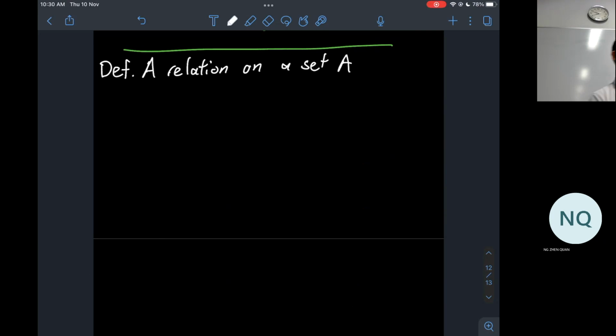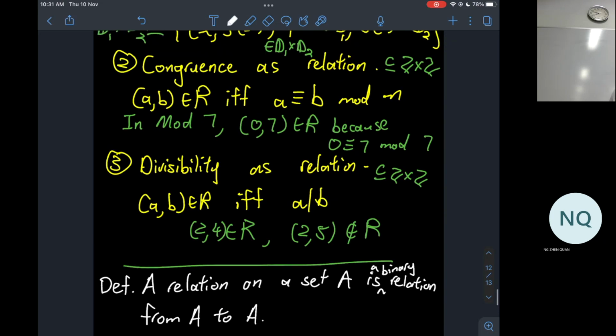Okay, next. There is one relation we really care about, a relation on one set. But just now I said that for a binary relation you need 2 sets, right? But now only 1 set. How? Actually it's a relation from A to A, a binary relation from A to itself. So there are 2 sets here, like the divisibility and the congruence.